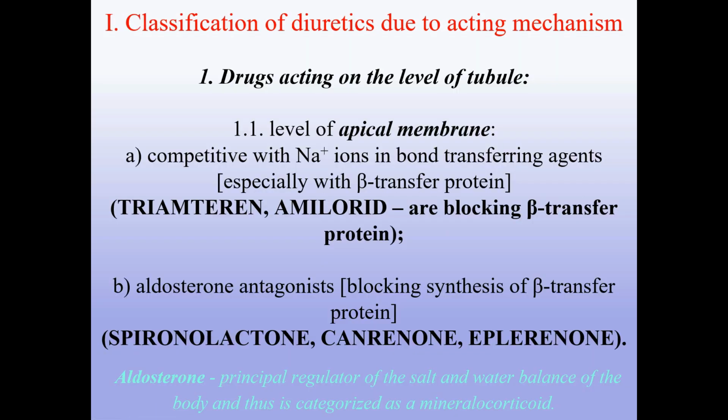Classification of diuretics due to acting mechanism. First, drugs acting on the level of tubule, subdivided into 1. Level of apical membrane, competitive with sodium ions in ion transferring agents, especially with the sodium transfer protein. Triamterene, amiloride are blocking the sodium transfer protein. And next, aldosterone antagonists, blocking synthesis of the transfer protein: spironolactone, canrenone, eplerenone. Aldosterone is the principal regulator of the water and salt balance of the body, and thus is categorized as a mineralocorticoid.